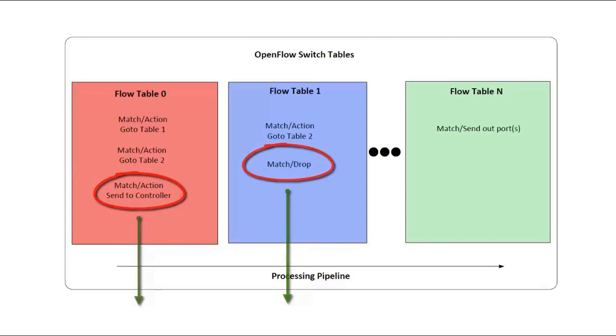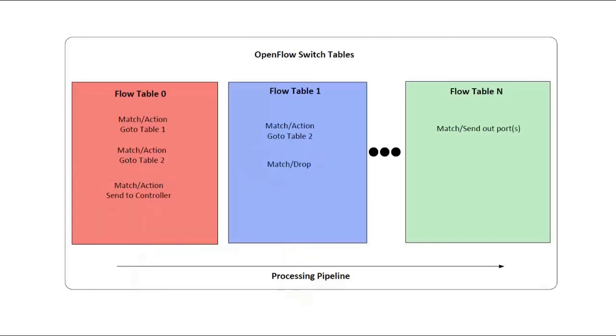Example actions are sending out one or more ports, drop, flood, or send the packet to an OpenFlow controller in a packet in message. The action instead might be to send the packet to a different table numbered higher than the current one. For example, a packet might be processed by table 0, then table 1, then table 10, but you have to move forward through the table numbers.